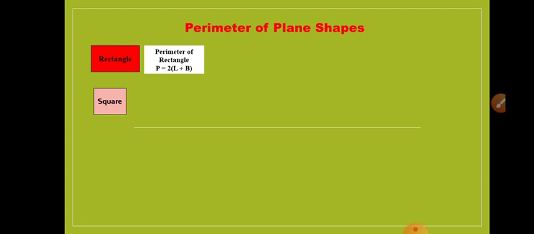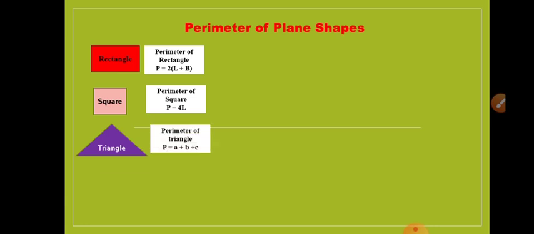The next one is square. Look at the square, and all the sides are equal. Therefore, if the first one is length, the second one is length, the third one is length, and the fourth one is length, our perimeter is going to be P equals 4L. The next one is triangle. The word tri means 3, and therefore you have 3 sides. Because we have different types of triangle, we just label it A, B, C and add it together, because perimeter is the measurement around a plane shape. Therefore, our formula is A plus B plus C.